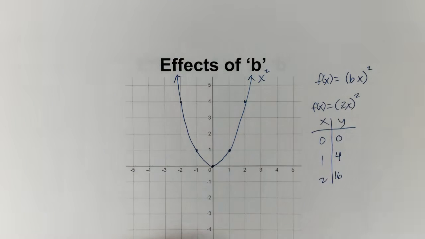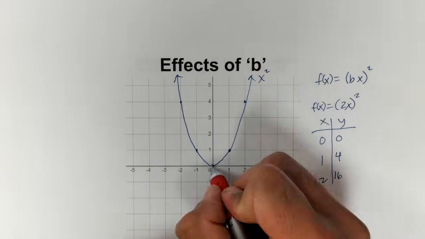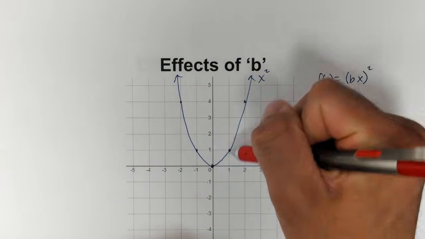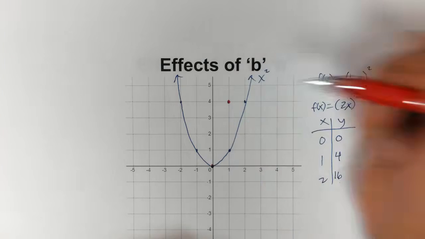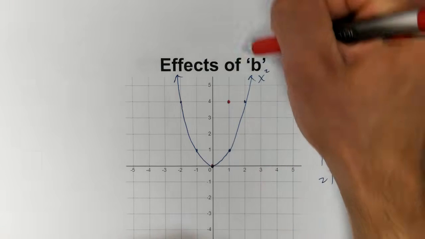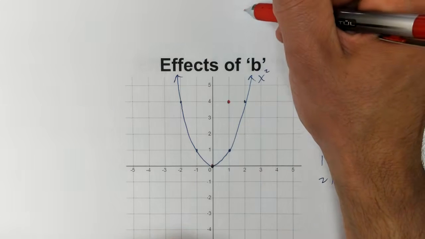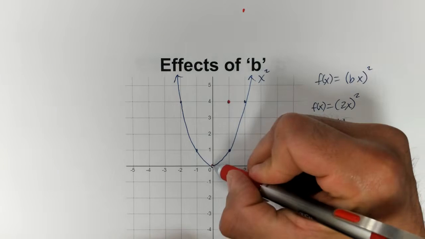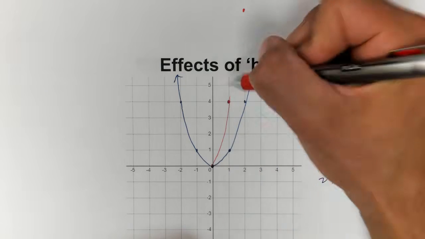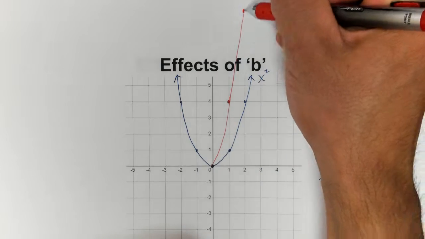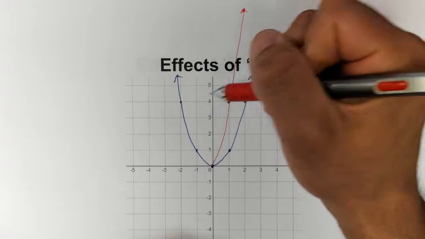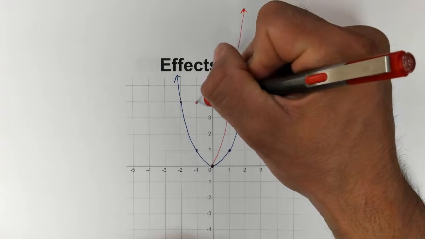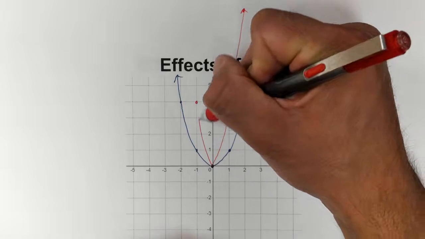So let's plot these points. At 0, 0, I'm still at the origin. At 1, I'm now going to be at 4. And at 2, I'm going to be up at 16. So way, way up here somewhere. Kind of like earlier, and made it narrower, right? It squeezed the function inward.